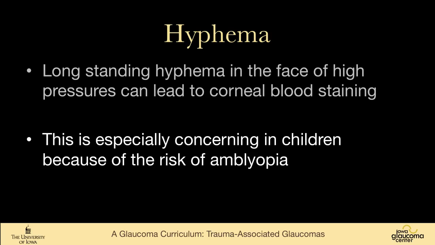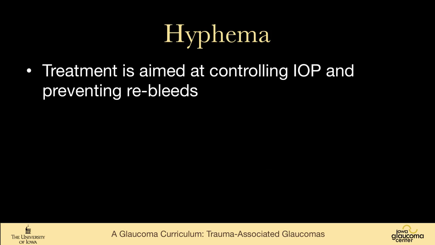Not only do children get blood staining more readily, but we also have a concern of them developing amblyopia if they're of the amblyogenic age. Treatment is aimed at controlling the pressure, and it's critical that we prevent rebleeding. And there's a lot of controversy about rebleeding and how to prevent that. Usually the first 7 days are the most critical time.